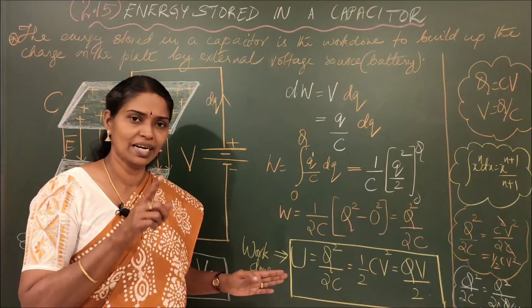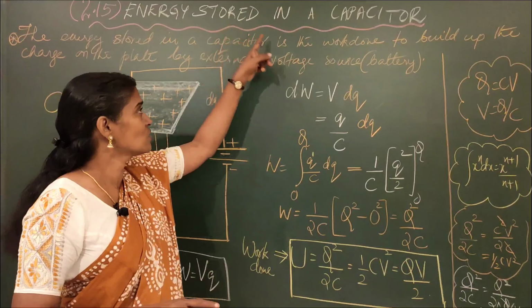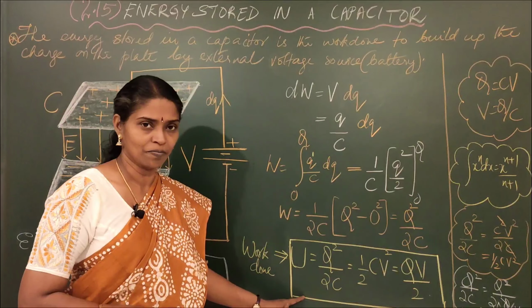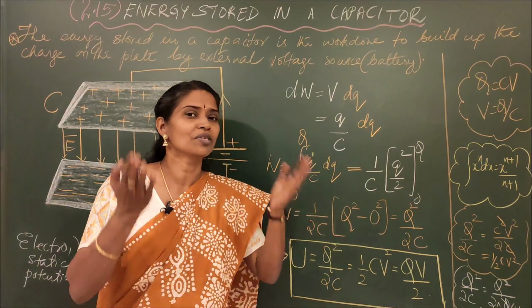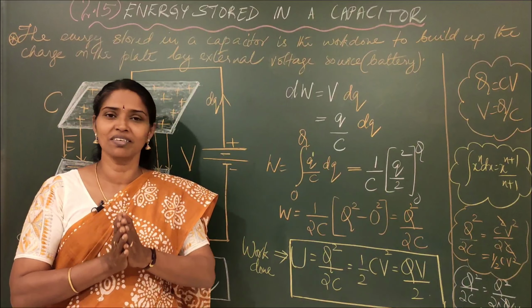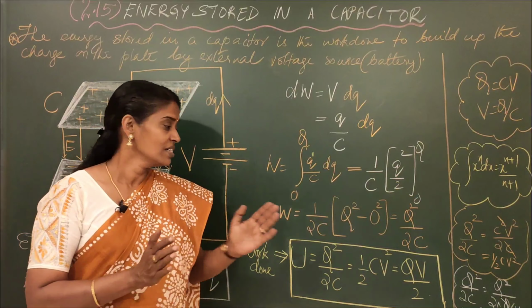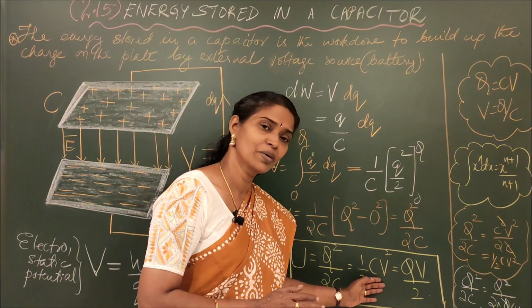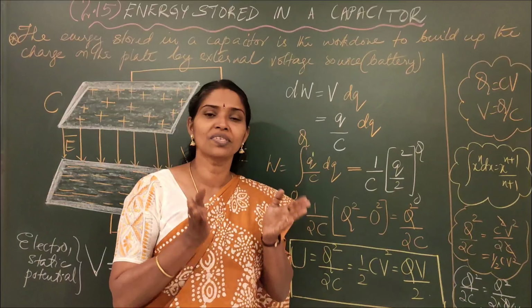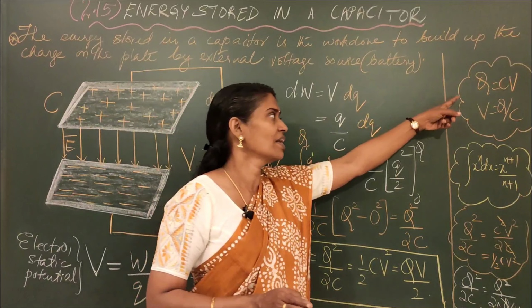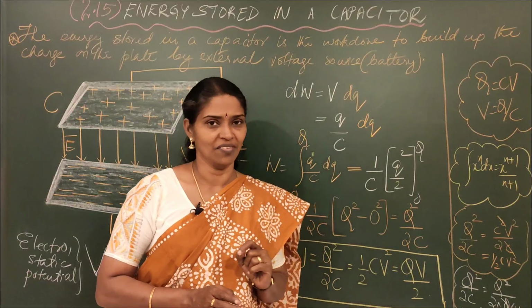It is denoted by the letter U, the energy stored in a capacitor. So you can memorize half CV square easily, because half mv square we have as the equation for kinetic energy. Similarly, another equation, half CV square. The other two are different forms of the same equation using the relation Q equal to CV.